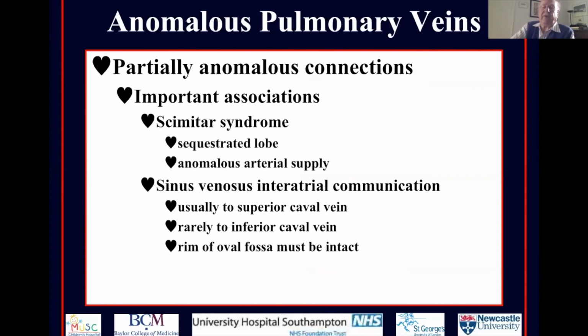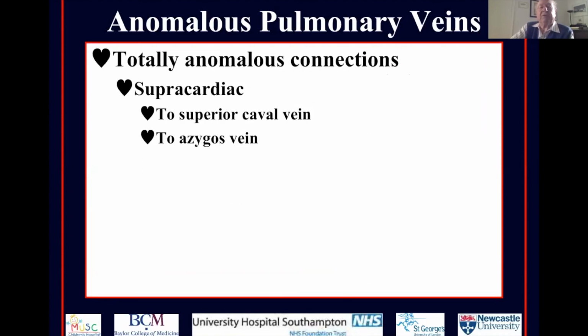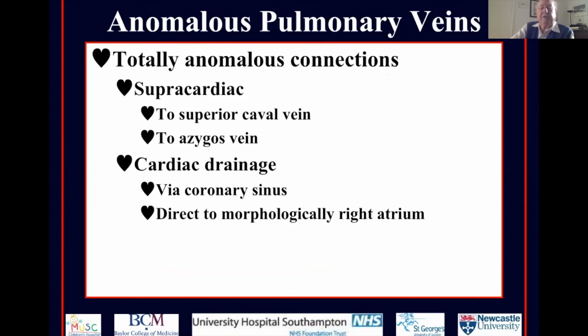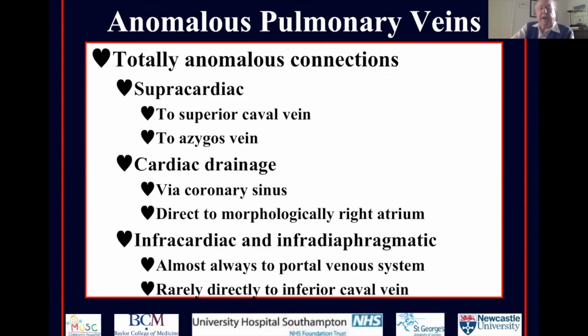But we only find those sinus venosus communications when the oval fossa itself is intact, because the sinus venosus defect is a venous malformation. And as I say, it is part of the substrate of totally anomalous systemic venous connection. So what we need to concentrate upon is totally anomalous connections, and I've shown you all these variations that we need to know where they drain.